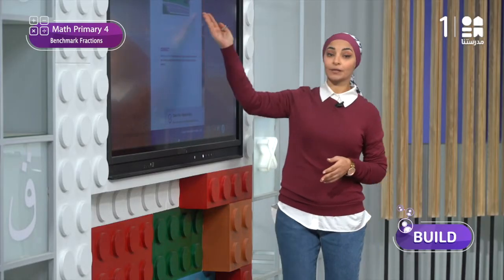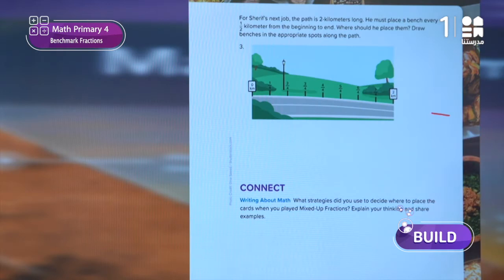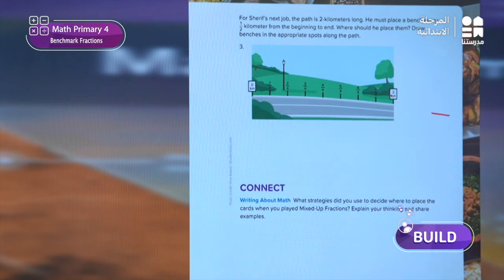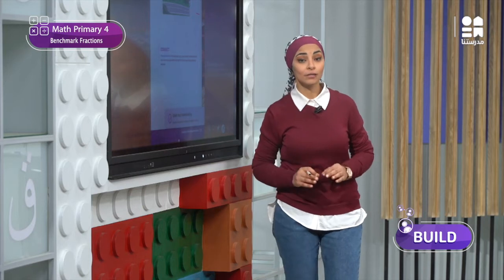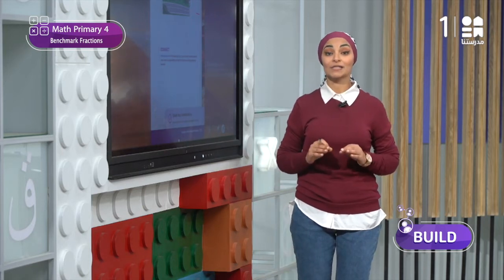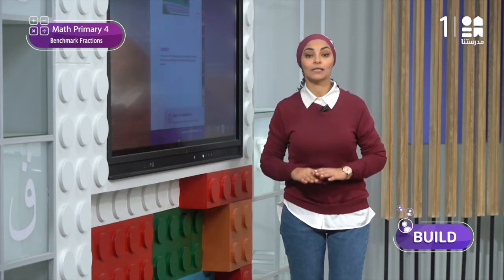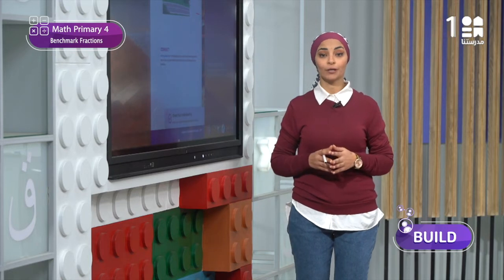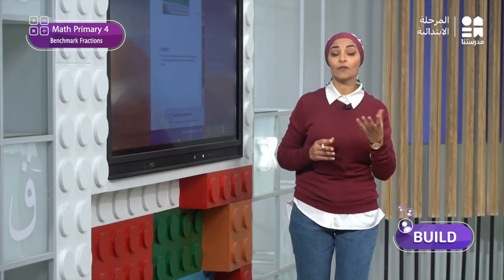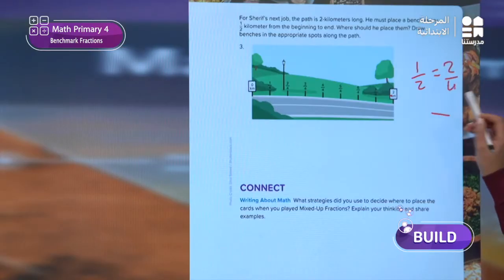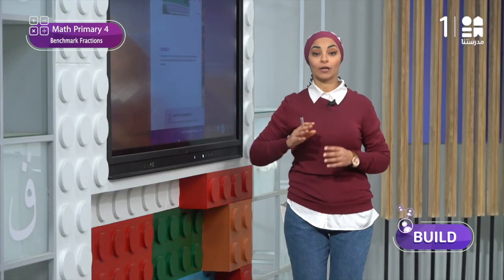If we look at the path in front of us, we notice that it is divided into fractions. The denominators are all 4, till I reach 2 kilometers. Because Sharif wants to place the benches every half kilometer. We agreed that Sharif will put a bench every half kilometer. And the denominators of the fractions we have are 4. So the fraction equivalent to half is what? The fraction equivalent to half is 2 over 4, right? Why 2 over 4? Because 2 is half of 4.